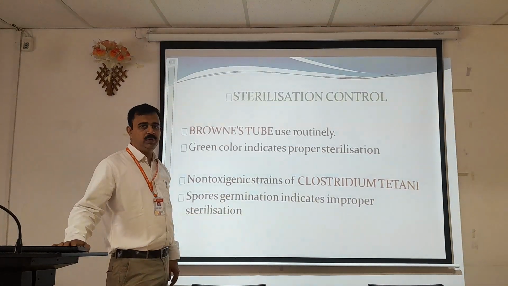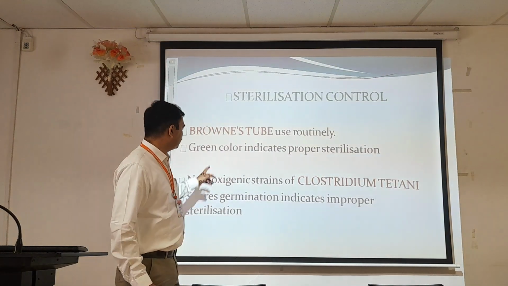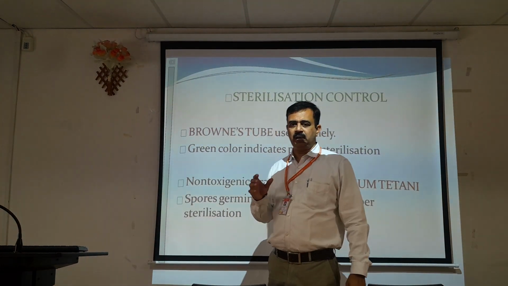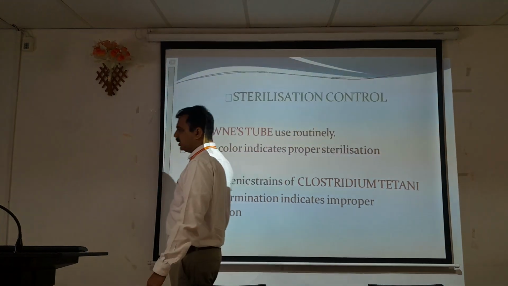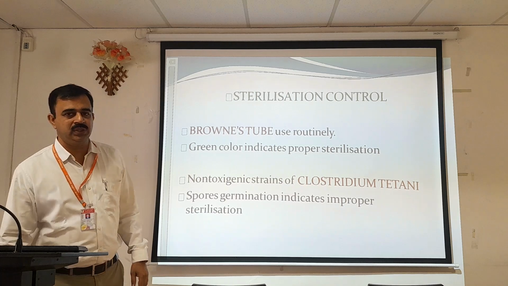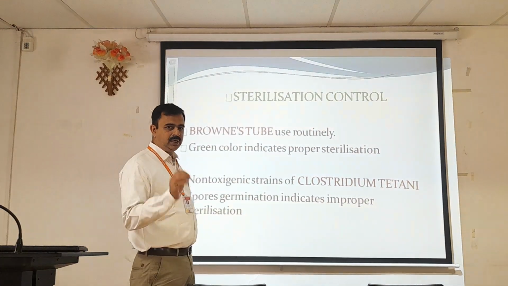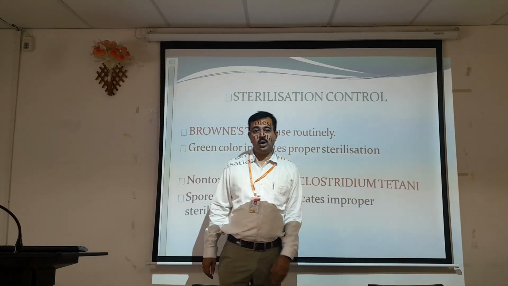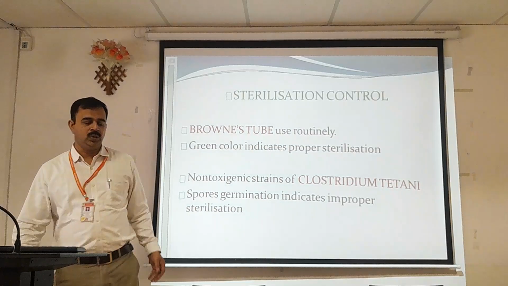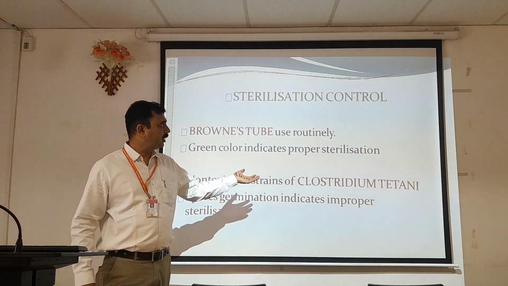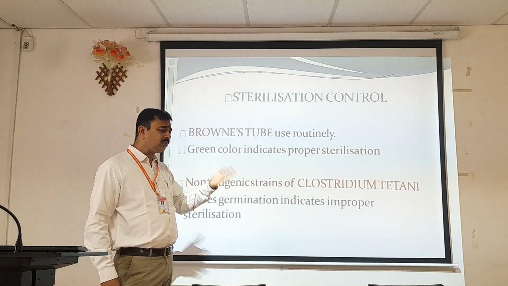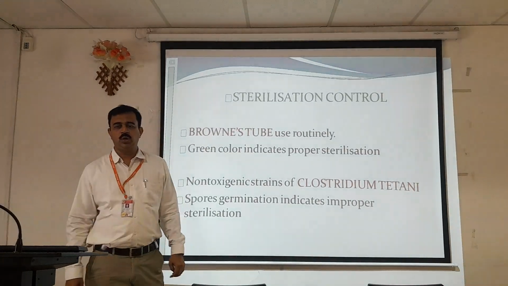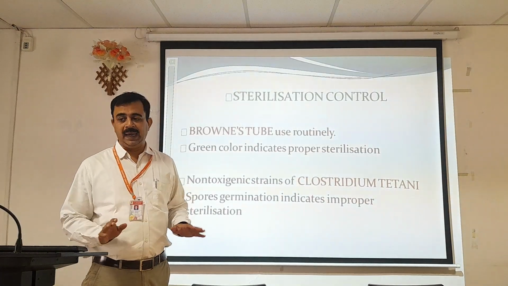For example, Brown's tube can be used. This Brown's tube contains a liquid which is transparent, and if after the sterilization cycle it turns green, then we can say the process of sterilization is proper and our instrument is correctly being monitored. Second, a microorganism strain, non-toxic Clostridium tetani, is utilized. You put it onto the plate and place it inside the hot air oven. After incubation, if germination of spores takes place, it means that the hot air oven is not working in a proper manner.